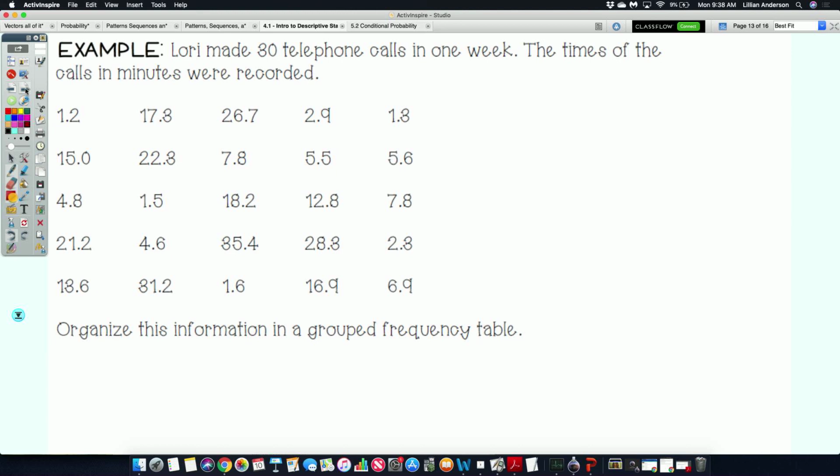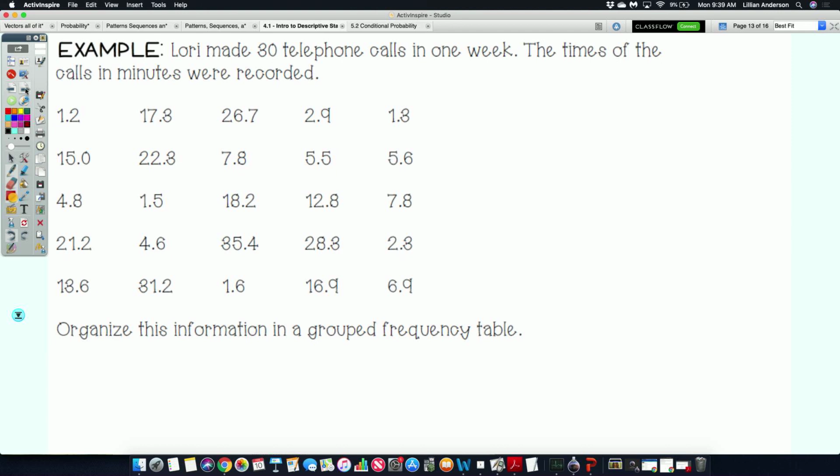Lori made 30 phone calls in 1 week. The times in minutes are recorded. As you can see, we have a 0.2, a 0.8, a 0.5, etc. So we're not going to be able to go to 2 minutes and then 3 minutes because there is a 2.9-minute conversation. So in those cases, when we create our frequency distribution, the upper limit and the lower limit are going to overlap. But first, let's determine how many classes we are going to have.